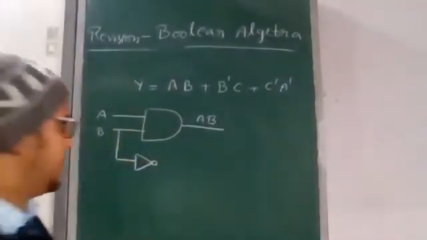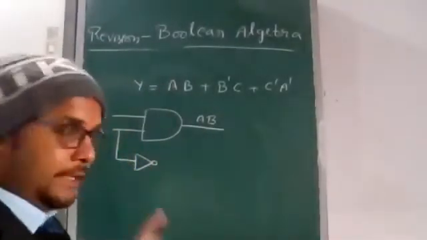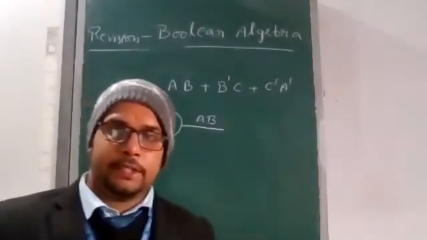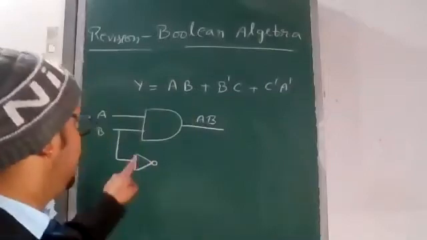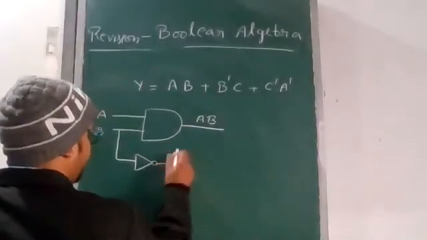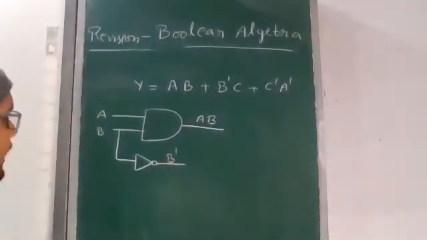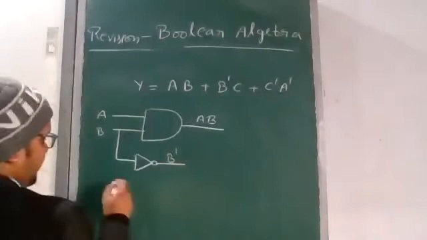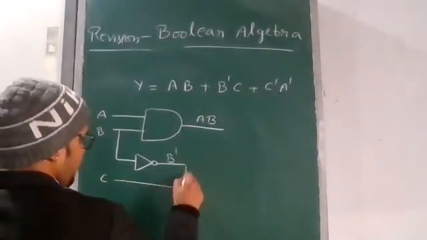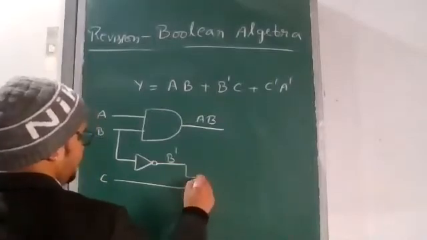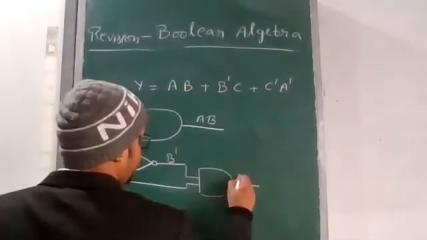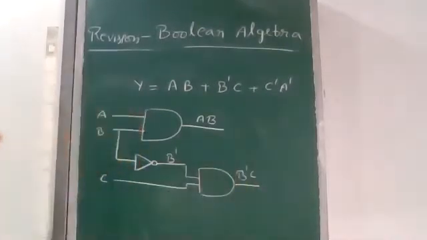Clear? The sign of NOT gate is a small circle. In NOT gate, it requires only one input. So one input means B as an input. The result is B complement. And then it requires C. Second input is C. Make small gate like this. Result of this is B complement C.